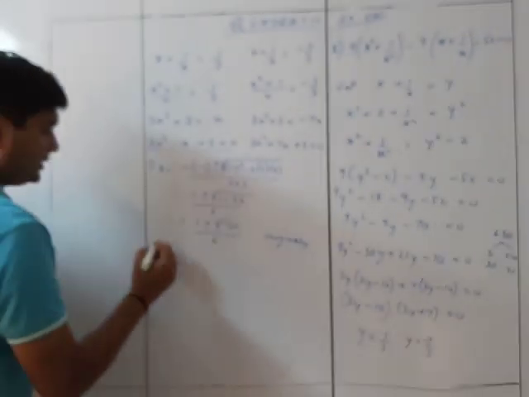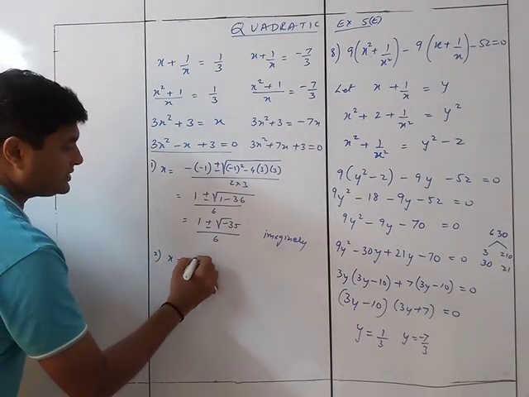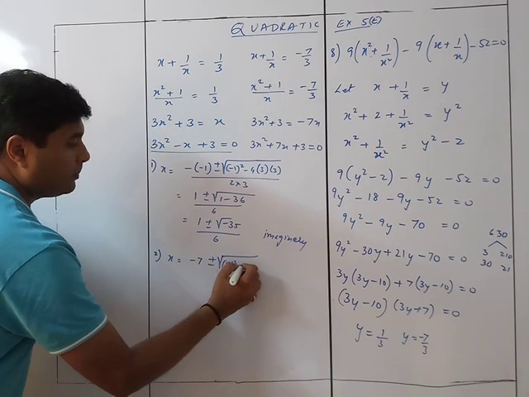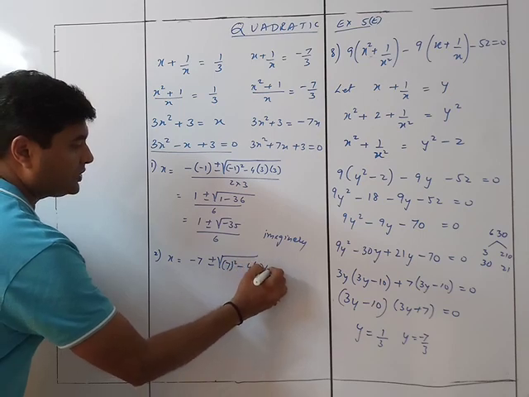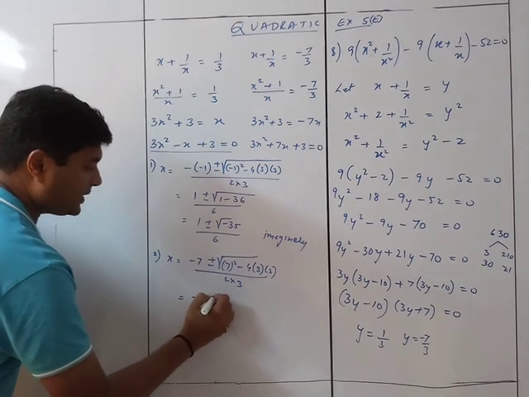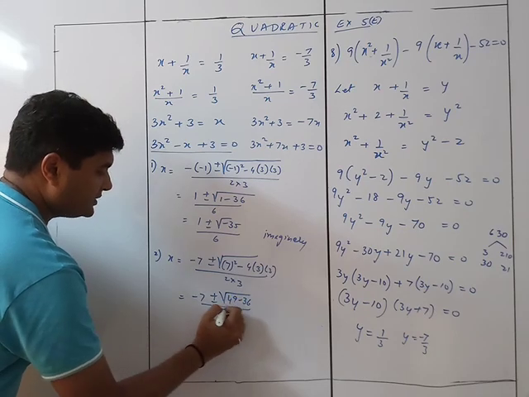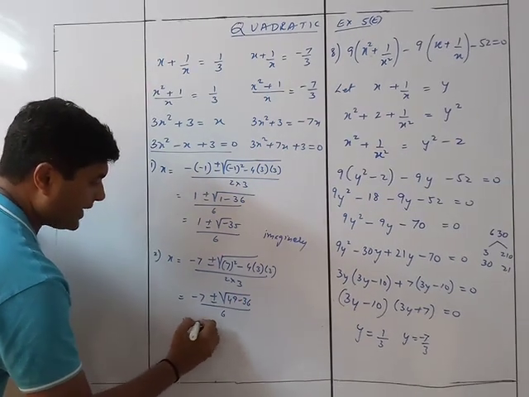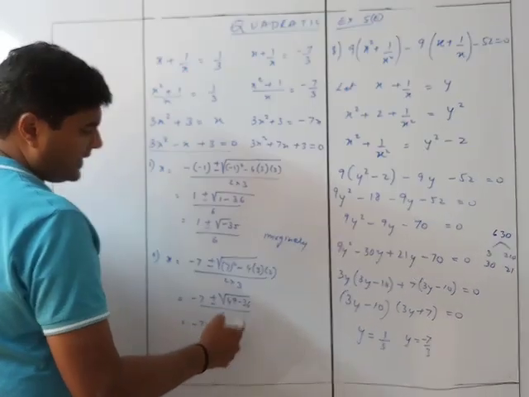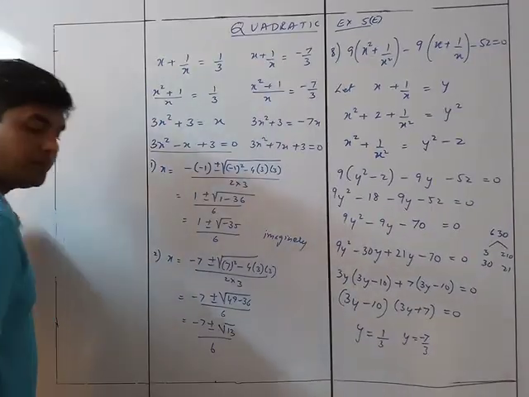So let's try the next one. For the second one we have x is equal to minus 7 plus or minus root of 7 square minus 4 into 3 into 3, upon 2 into 3. So that will be minus 7 plus or minus root of 49 minus 36 upon 6. This will give me minus 7 plus or minus root of 13 upon 6.